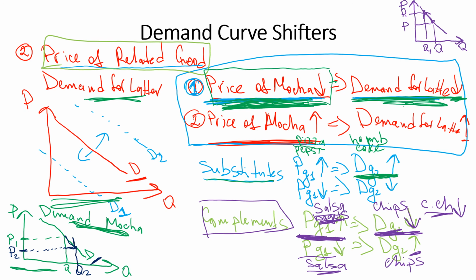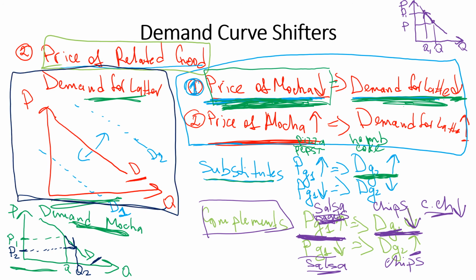So when you're reading questions on the exam or on the quizzes, make sure you pay attention. What do you have on your graph? If on your graph you have latte and we're changing the price of the related product, then demand for latte is going to change. But if we have on our graph Mocha and we're changing the price of Mocha, then quantity demanded for Mocha is going to change, not the demand. Here we had a shift. Here we actually had movement along the demand curve. Please make sure you understand these differences.